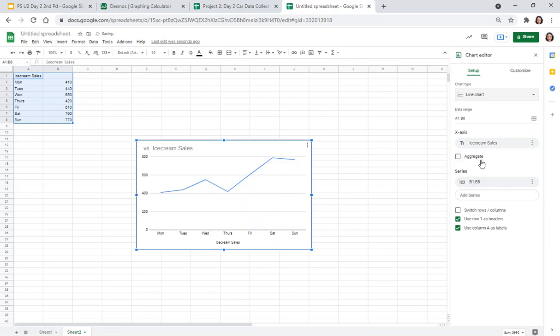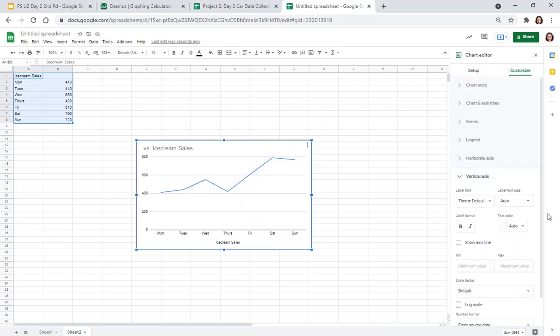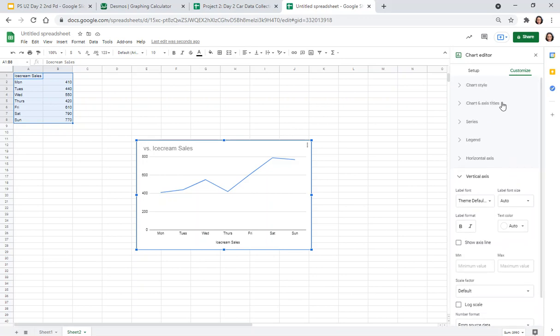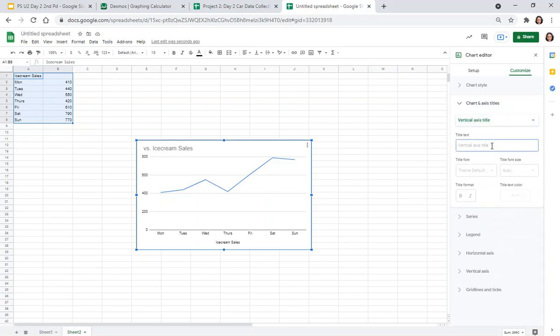I do want to label my axes. It's mostly labeled, but I need to label my vertical. And you're going to want to practice doing this too, so you'll need it when we're ready for it. So, sales in dollars. And then horizontal should be days.